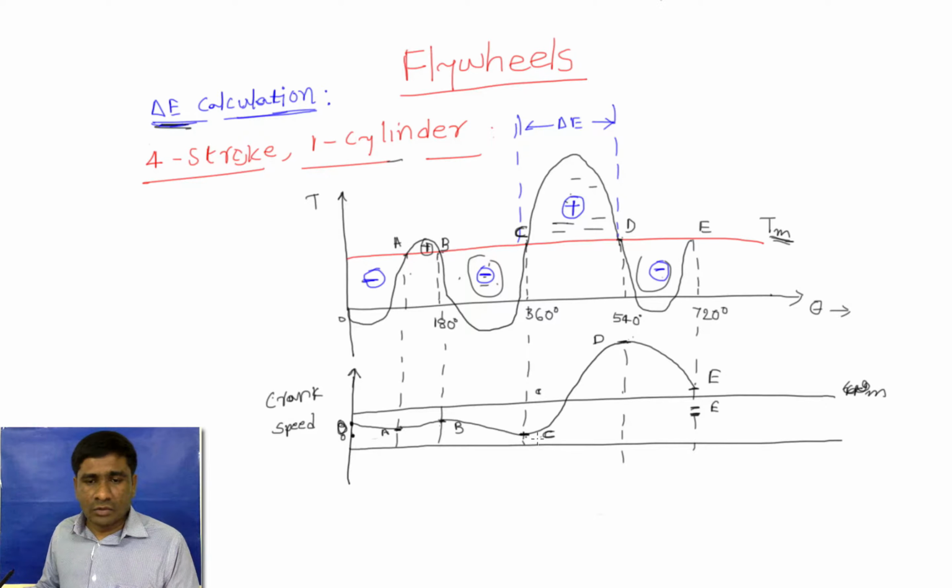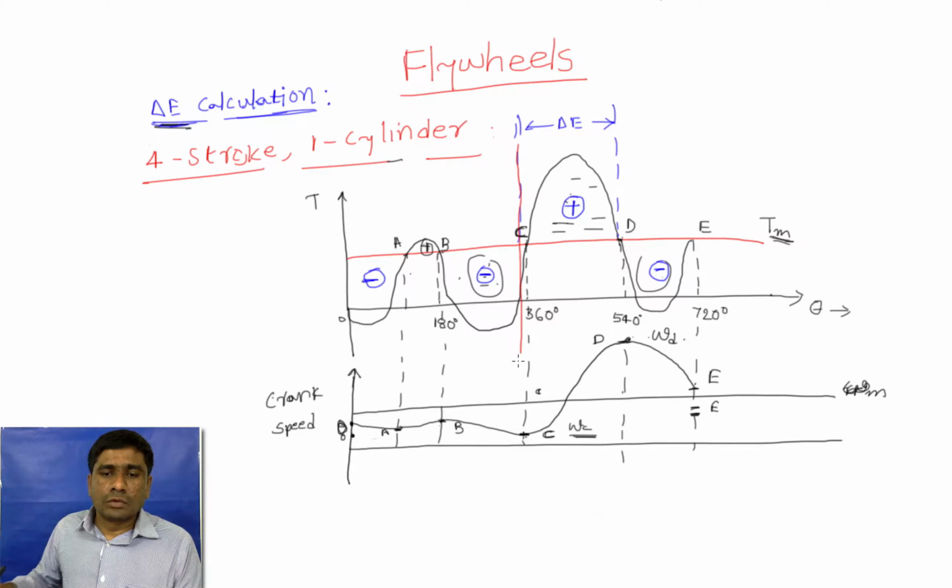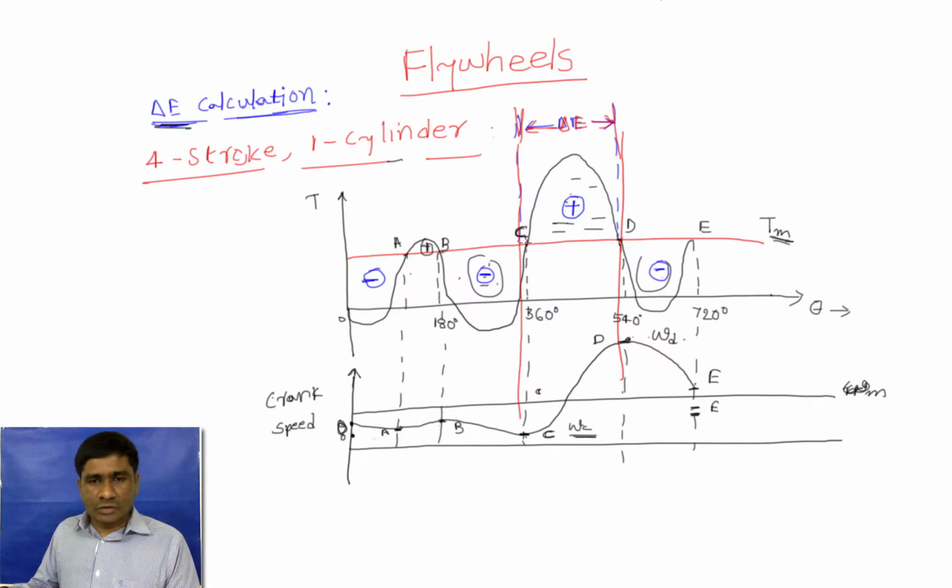So from this diagram, can we say that omega C is the minimum velocity, and velocity at D is the maximum velocity? And if you draw the corresponding block to the bending moment diagram, this is point C and this is point D. As we already predicted, this is the maximum fluctuation of energy. So what is the maximum fluctuation of energy? Here the maximum fluctuation of energy is the excess energy area above the mean torque.